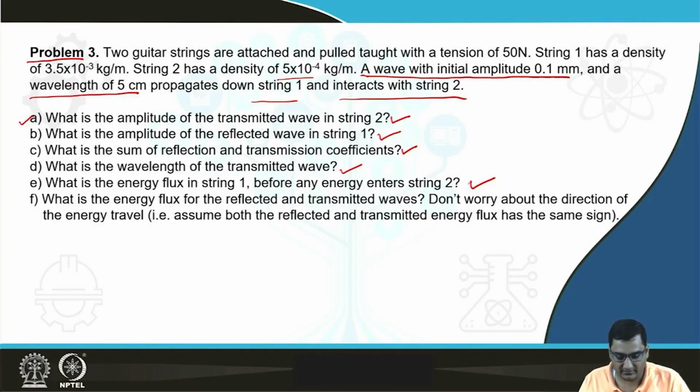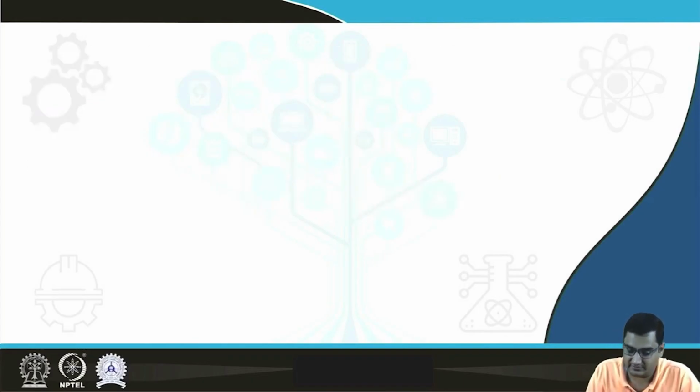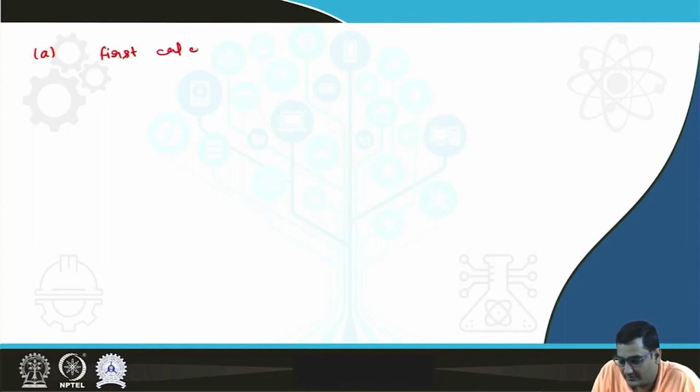Now let's solve question A: what is the amplitude of the transmitted wave in string 2? For that purpose, we first need to calculate the velocity in string 1 and the velocity in string 2. So now let's talk about it and solve it. Question A. For this we need to first calculate V1 and V2.